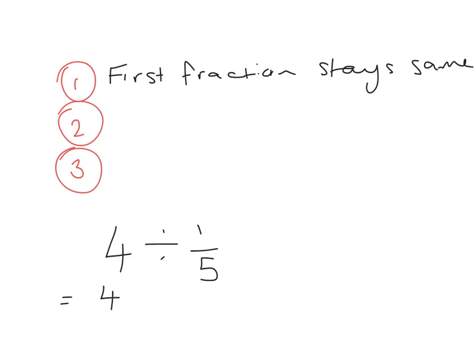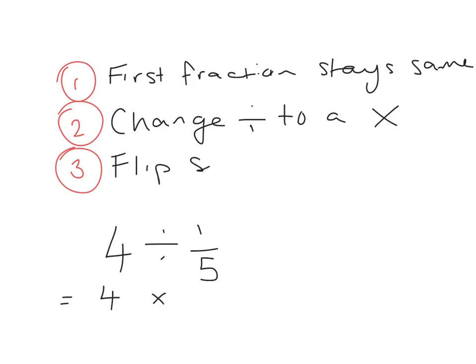So the second thing we do is change the divide sign to a times sign. That is the next thing we do. So I'm going to write that just here. But we can't just go changing things willy-nilly. If we change that, we have to change something else to make sure that this actually gets us where we want to go. We need to flip the second fraction upside down.